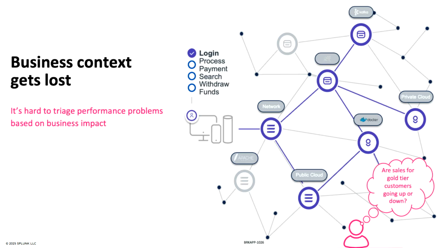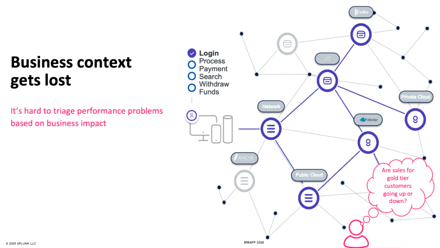So just think about what that means for a moment. A network team sees a latency spike on a specific path, and that's great, but they don't see that that path is carrying payment transactions for your highest value customers. The application team sees an APM error, but they don't know if it's hitting the login flow for 10 people or the checkout flow for maybe 10,000. The business context is lost in the noise.